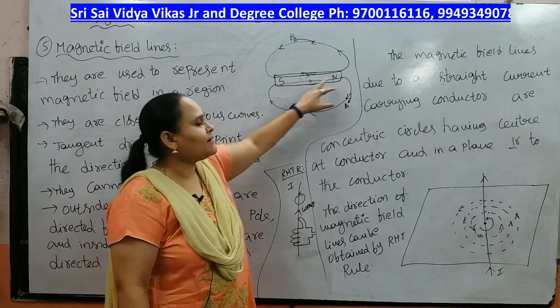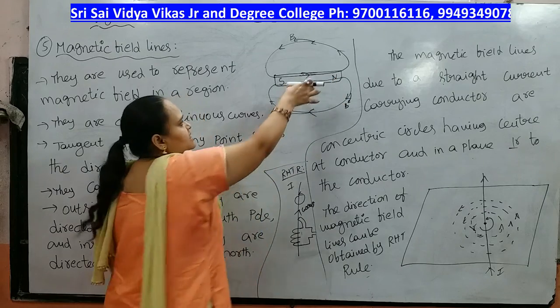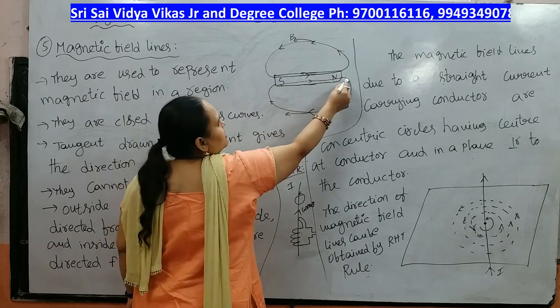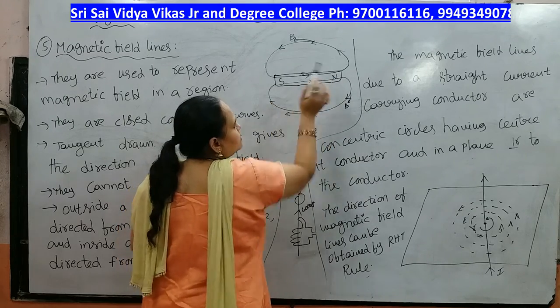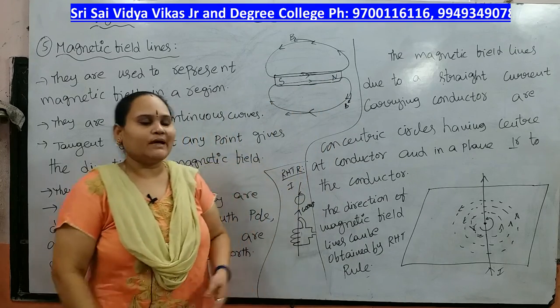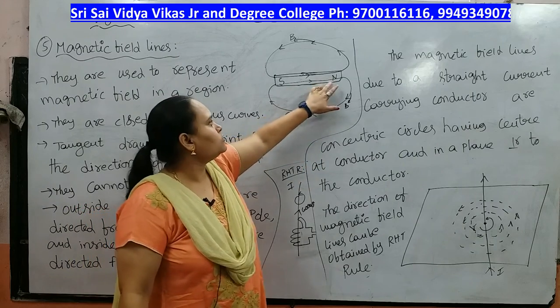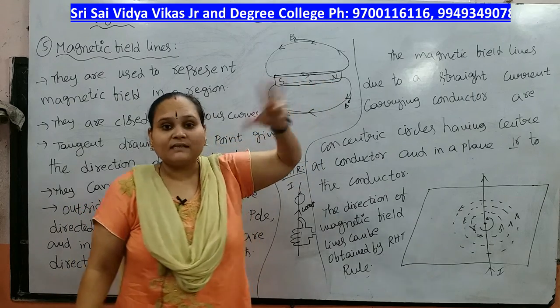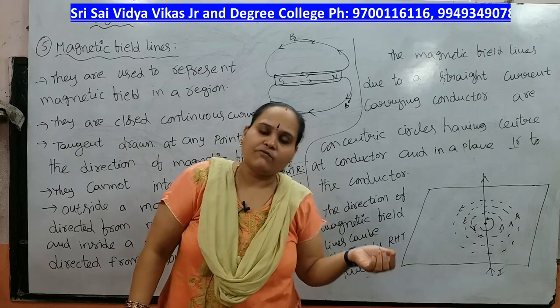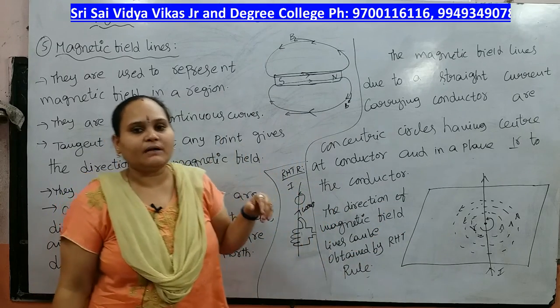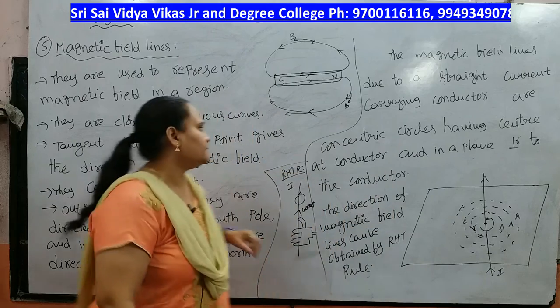But inside the bar magnet, observe here. These are the lines of force. They run from south to north direction. The direction of the magnetic lines inside the bar magnet is from south to north. But outside the bar magnet, the direction of the magnetic lines of force is from north to south.